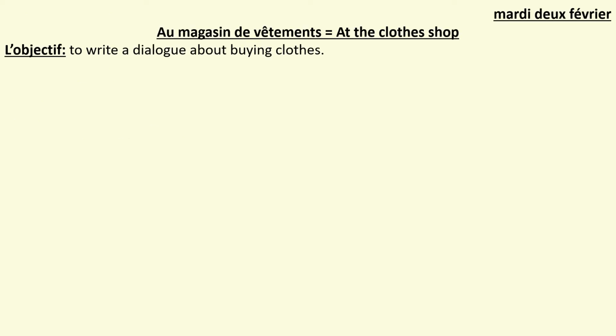As always, please copy the date in French and underline it neatly in your book. And then write down the title on the second line down in the middle of your page. Today's title is Au magasin de vêtements, which is at the clothes shop. Underline the date and the title neatly. And then on the next line down, write down the objective, l'objectif, to write a dialogue about buying clothes. Pause to do all that now. Press play to go on to the do now.